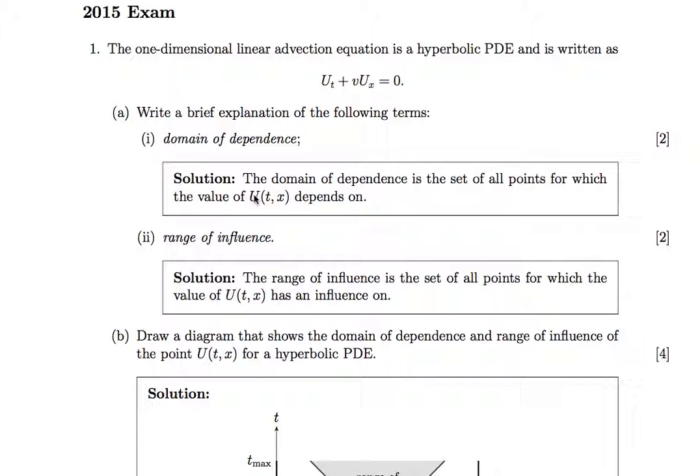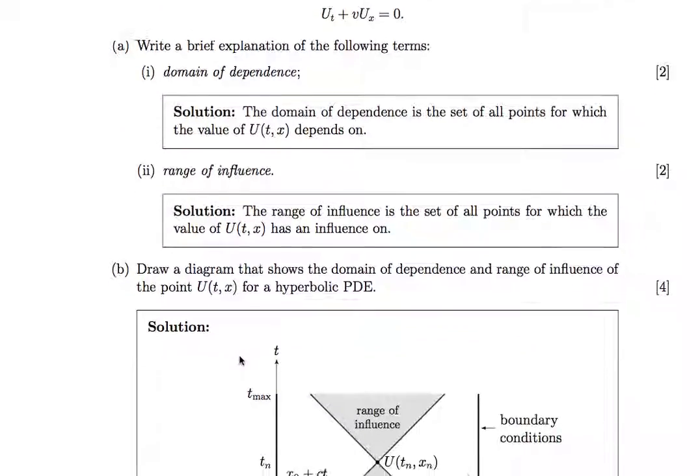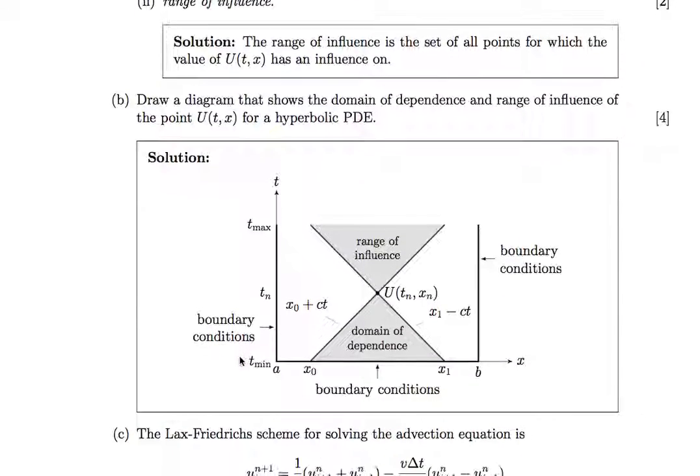Well, the domain of dependence is just all points which have an effect on our point at time t and space x. So u is a solution at time t and space x. All those points which have an effect on that solution are in the domain of dependence. And the range of influence is similar, except this time we take our point at time t and space x, and the set of all points which our point has an influence on is the range of influence. So this can be shown in the diagram for part B.